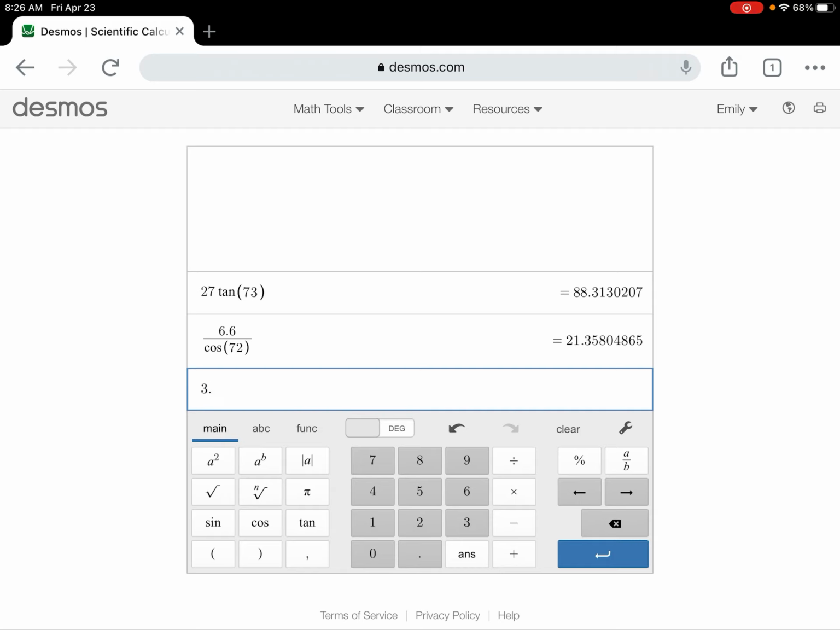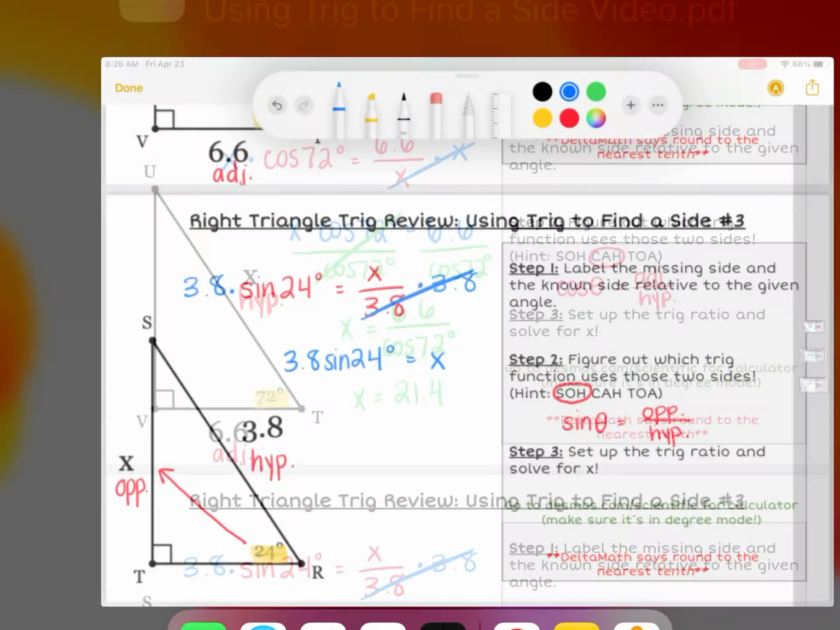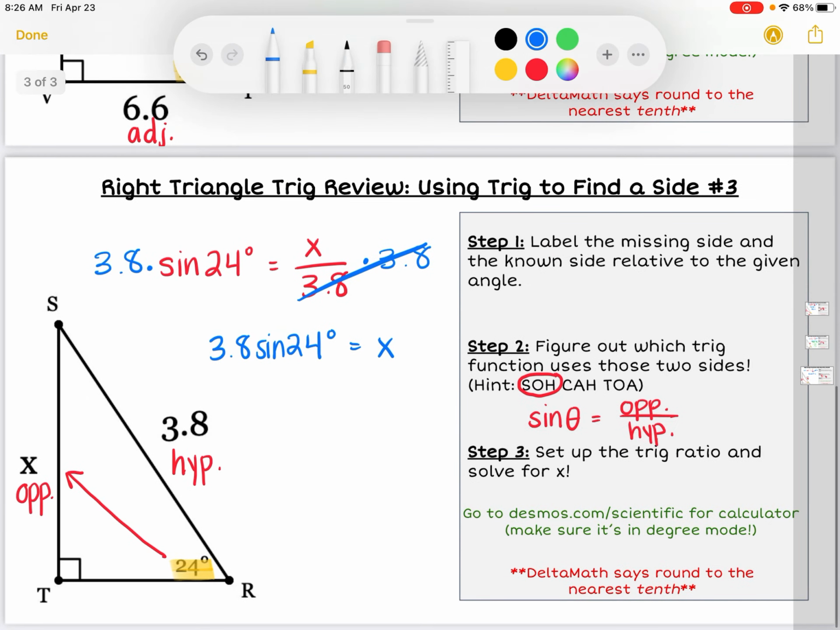So 3.8 times sine of 24, that gives us 1.545599244. So when I look at the number after the tenths place, it's a 4. 4 or below means let it go. So I leave it at 1.5. I don't need to push it up to another number. So 1.5 equals X. So that's our missing side length, the missing opposite side from 24 degrees.